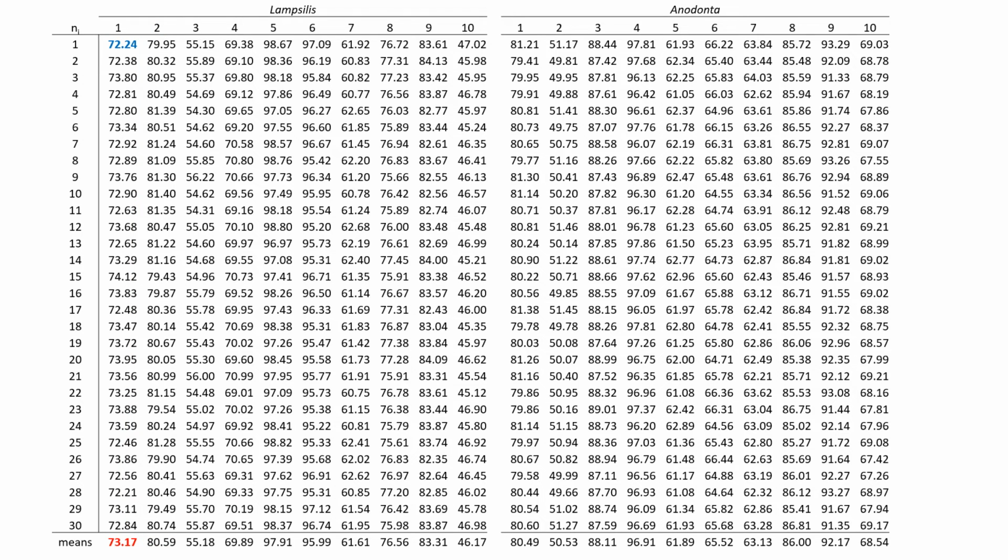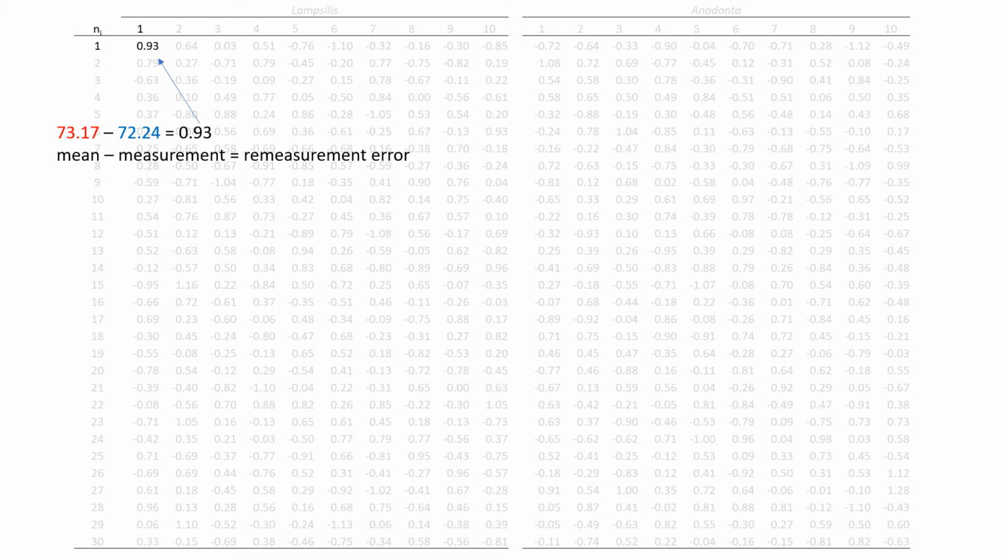Now this next little step is exquisitely simple. Basically, you take this mean value, the average of 73.17, and subtract from it one of these individual measurements. So 72.24 in this case. And we're going to use that method to create another table that's going to look very similar to the first, only this next table is going to be the remeasurement errors. So each of these values is going to be the result of subtracting the individual measurement from the mean value.